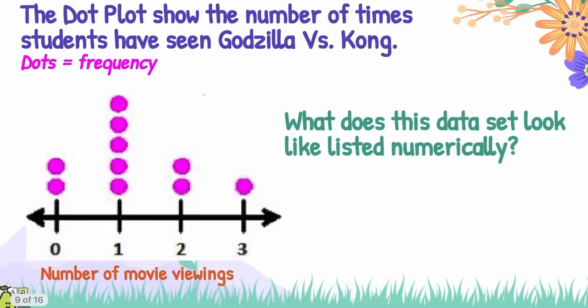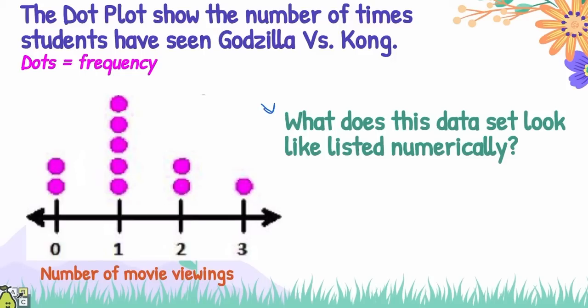This is what's called a dot plot. It's literally a plot with dots on it. So here's a random example. Let's say the dot plot shows the number of times students have seen Godzilla vs. Kong. So the numbers down here would be the number of movie viewings, like the number of times that students watched the movie. And then the dots would be the frequency, like how many students fit into that category.